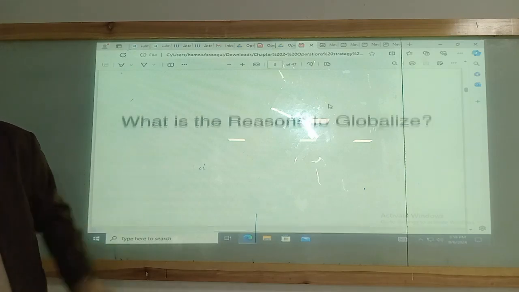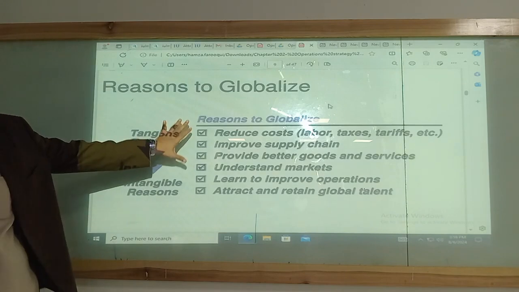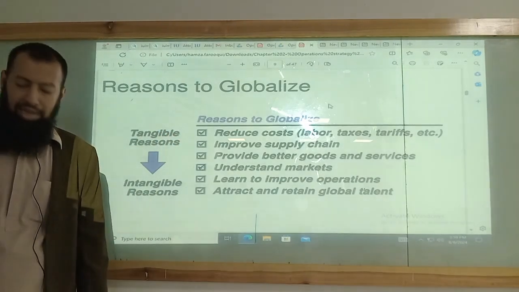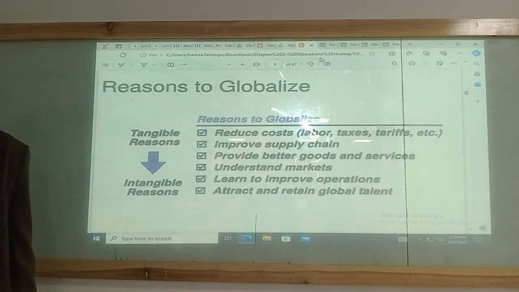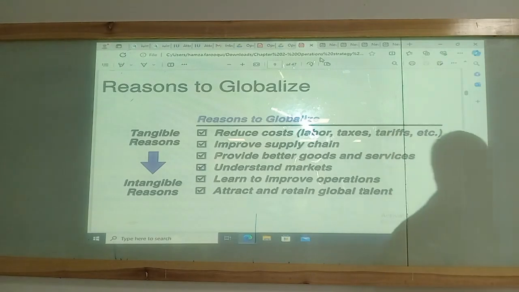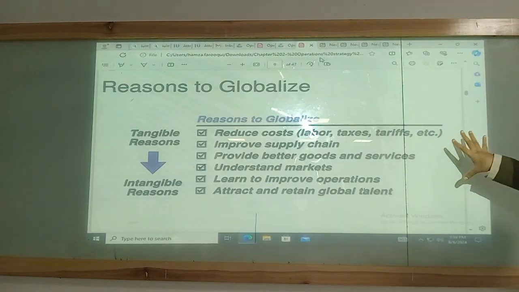So what are the reasons for globalizing? Let's discuss a very, very important reason. For paper it is important, so note it down and keep it in your mind, because there are very, very critical reasons, and because of these reasons companies go global.